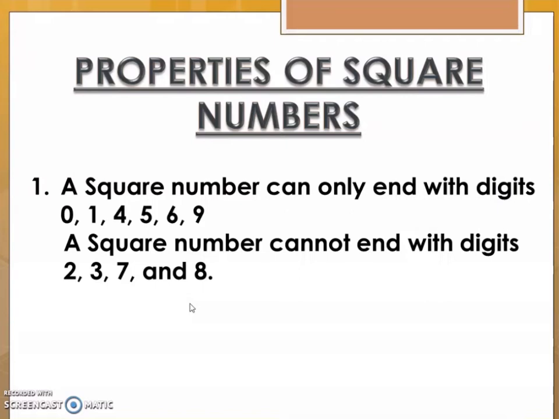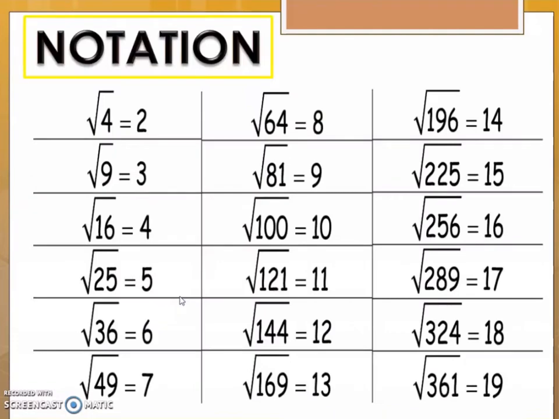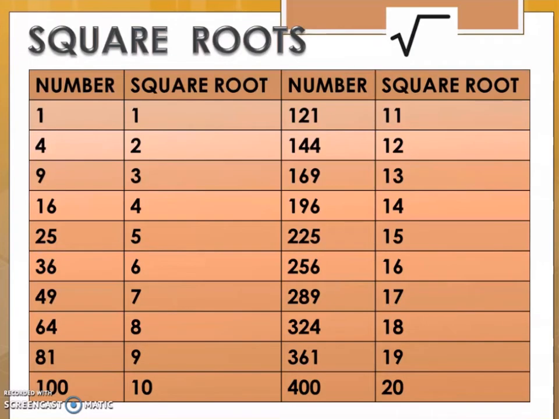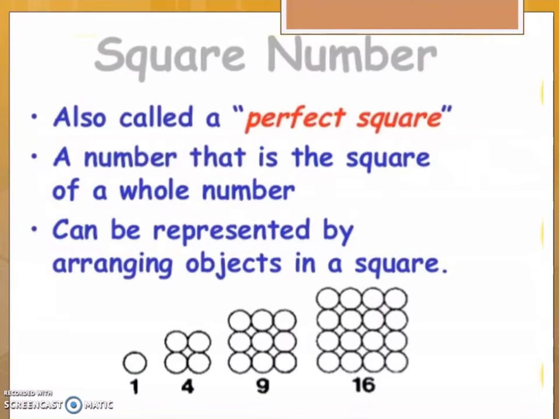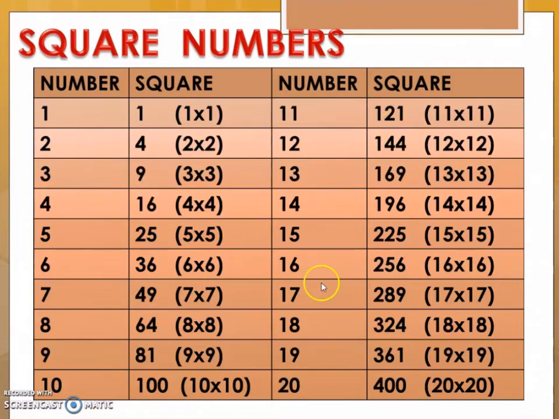Same way for 3, 7 and 8. With these 4 digits, if the number is ending, that means the number is not a square number. Square numbers can only end with digits 0, 1, 4, 5, 6 and 9. And it is because you can see in the table which you have already made, this table is important for that. It's important for understanding that.